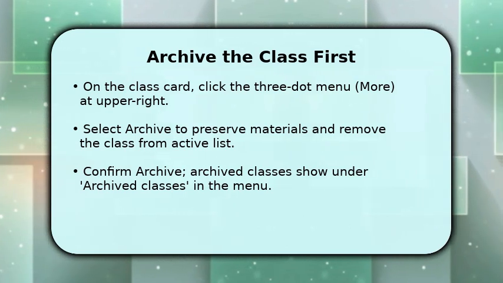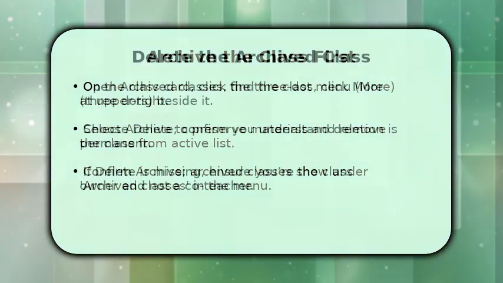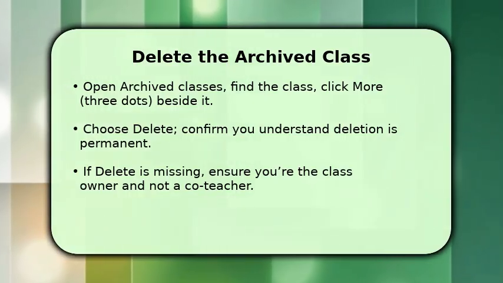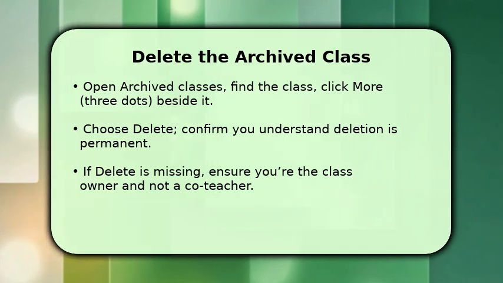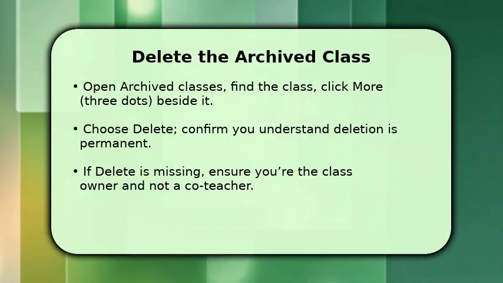Now remove the archived class permanently. Go to Archived Classes, locate the correct class, and open its three-dot menu. Select Delete and confirm the permanent removal. Deletion removes all class materials and cannot be undone, which is why archiving first is safer.